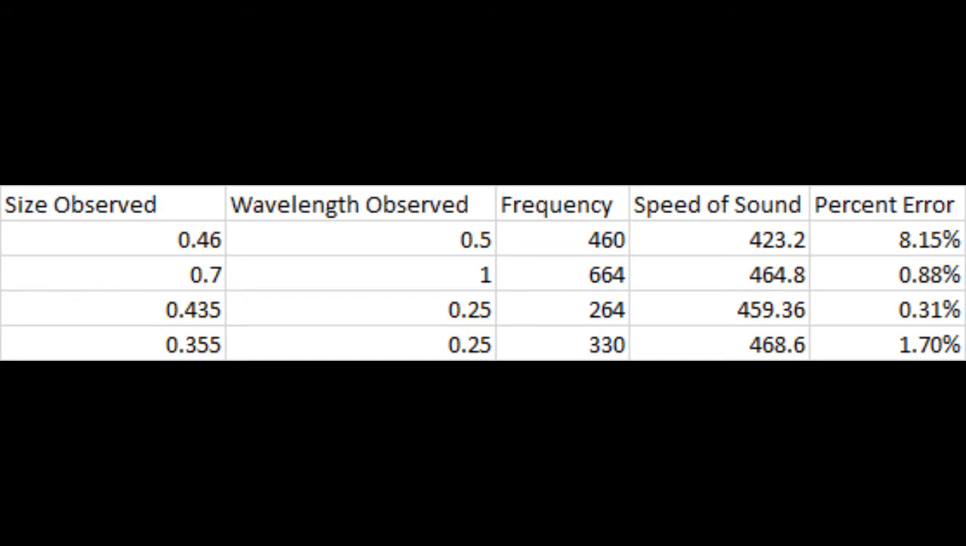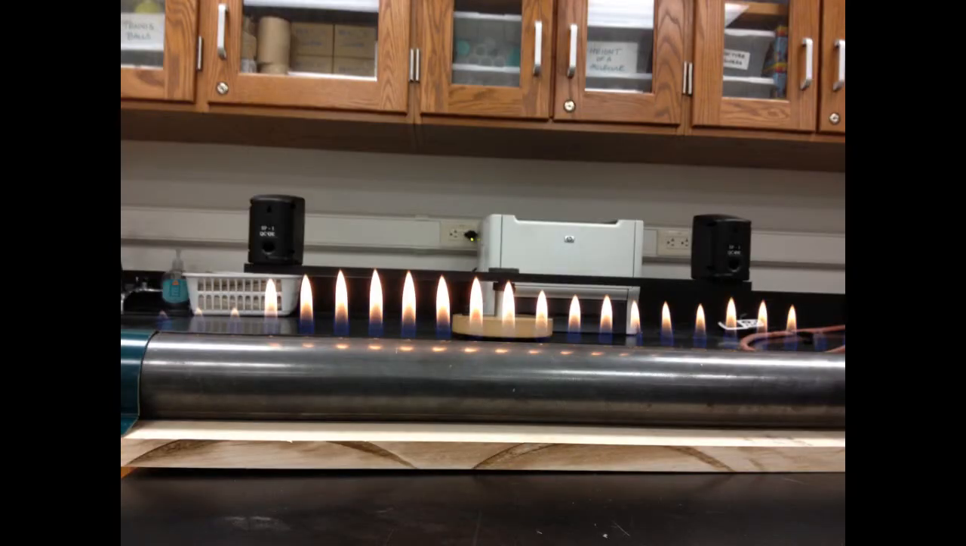Then we calculated the percent error for each individual trial using the equation measured minus actual divided by actual. For trial 1, the percent error was found to be 8.15%, trial 2, 0.88%, trial 3, 0.31%, and trial 4, 1.70%.